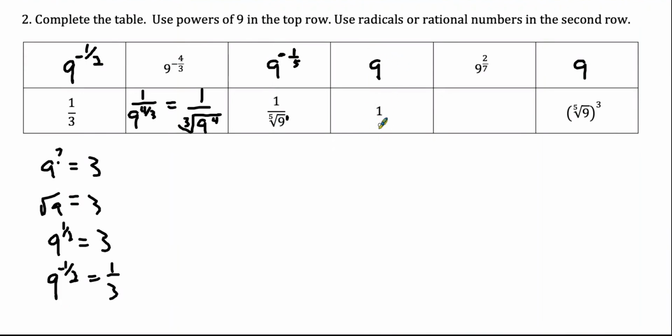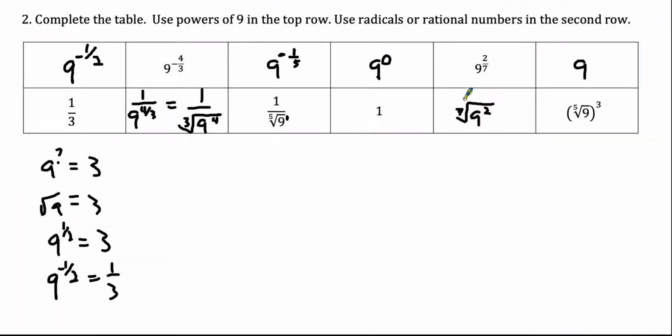The next one, 9 to what power is 1? Well, anything to the 0 power is 1. So this should be 9 to the 0. On this one, just rewriting 9 to the 2/7 power using a root. Well, again, the 7 is the denominator. That means that will be my root. So this will be the 7th root of 9 to the 2nd power.